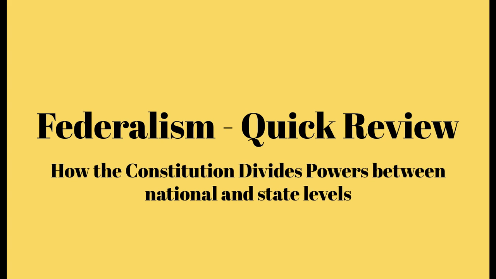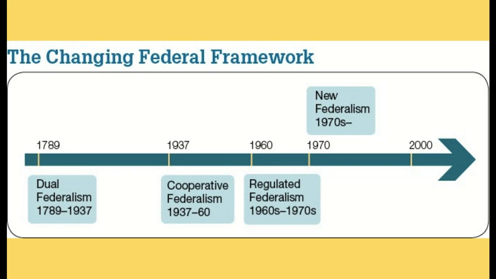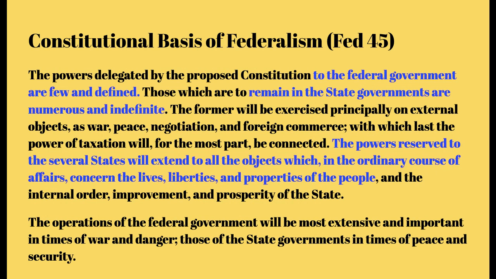All right, here's our review lesson on federalism, the division of power between national and state levels. This is the chart that shows how federalism went through the time of our founding through now, and we'll reference these things as we go along. The basics of what federalism is supposed to look like according to Federalist 45 is this.